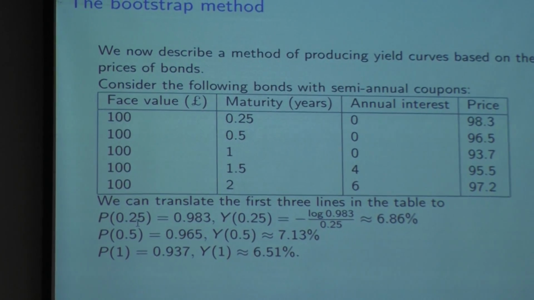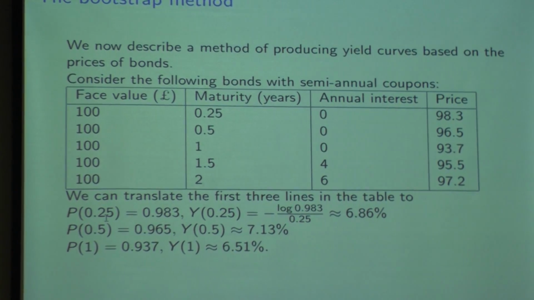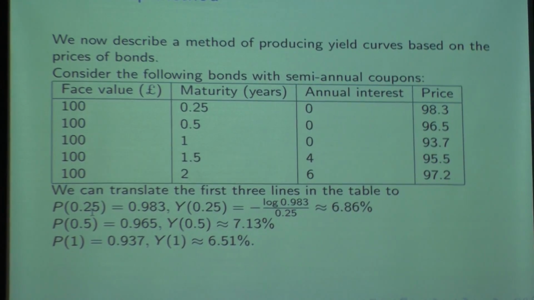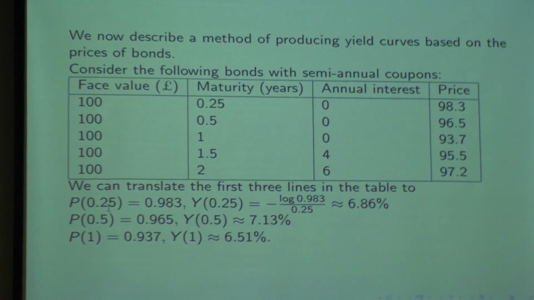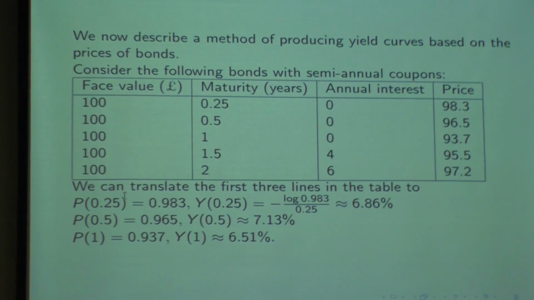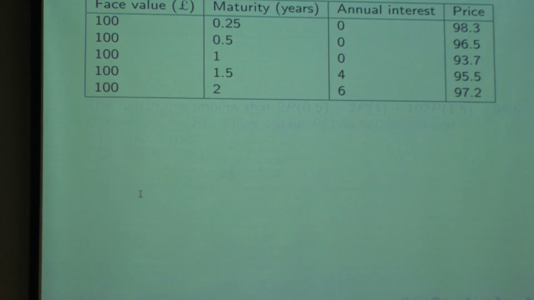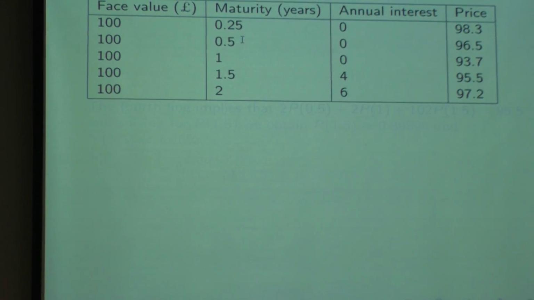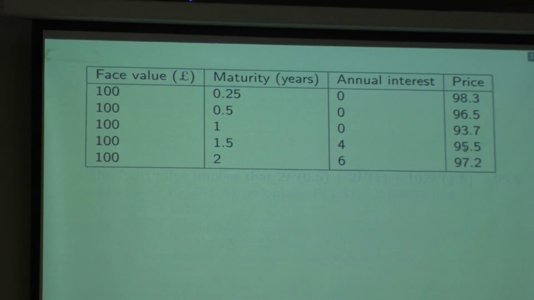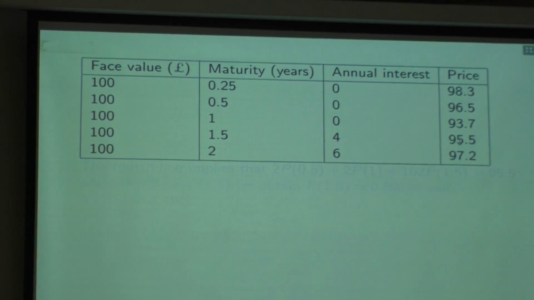Based on market data, we can find the values of the discount curve for t equal to 1/4, 1/2, and 1. Let's see if we can make some more progress. Let's try to figure out what is p of 1.5. How do we find out what is p of 1.5? Let me copy the same table we had before. Let's ask ourselves, what do we know? What is the fourth bond telling us here?